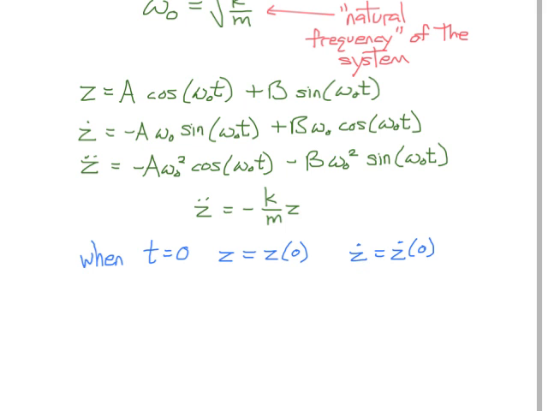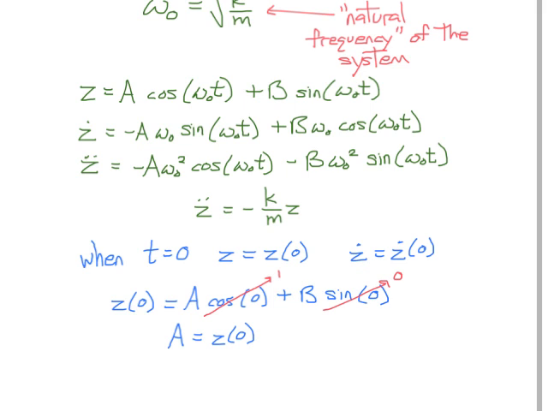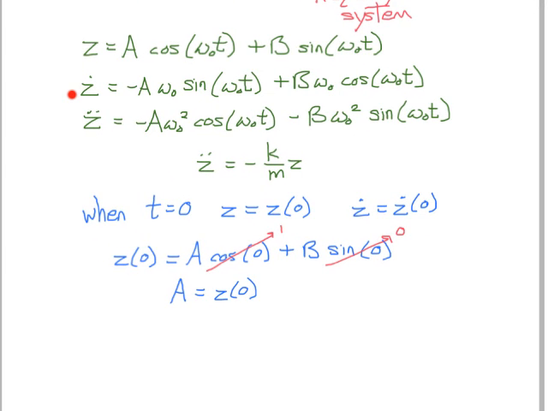So when we substitute these boundary conditions into our position equation, we have that z is equal to our initial position. We have a, our coefficient, times cosine of 0 because it's at time 0, plus b multiplied by sine 0. The cosine of 0 is equal to 1, and the sine of 0 is equal to 0. So that means we can solve this equation for the coefficient a, and we get that a is equal to our initial position.